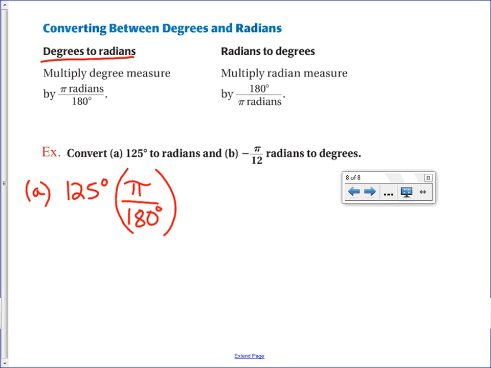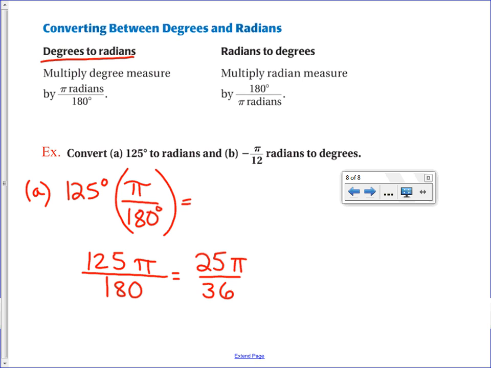When I do this, I really just need to reduce my 125 over my 180. So what this comes out to is 125 pi, we're going to leave it in terms of pi, over 180. And then you have to reduce your final fraction into simplest terms. So both of these are divisible by 5. And what this comes out to is 25 pi over 36. That can't be reduced any further. So that's the equivalent of 125 degrees in radians.